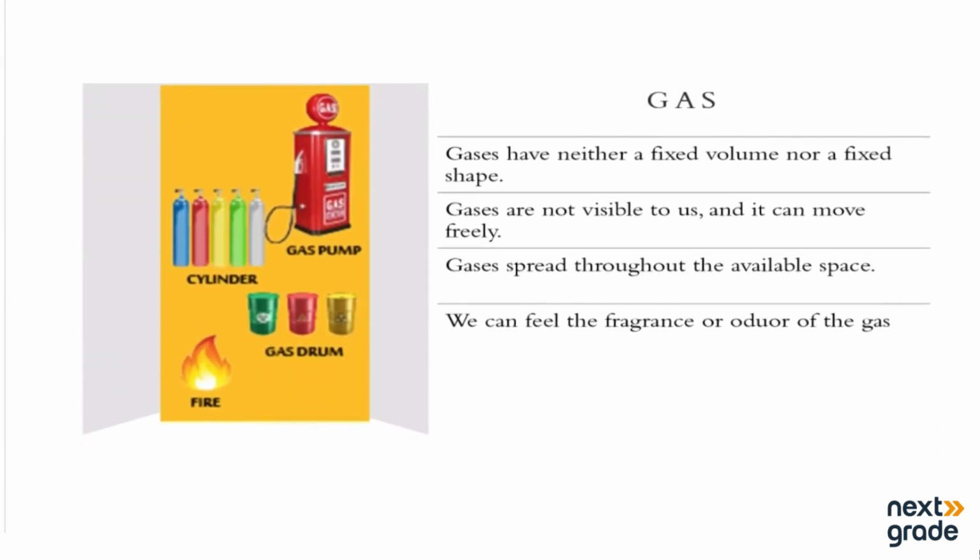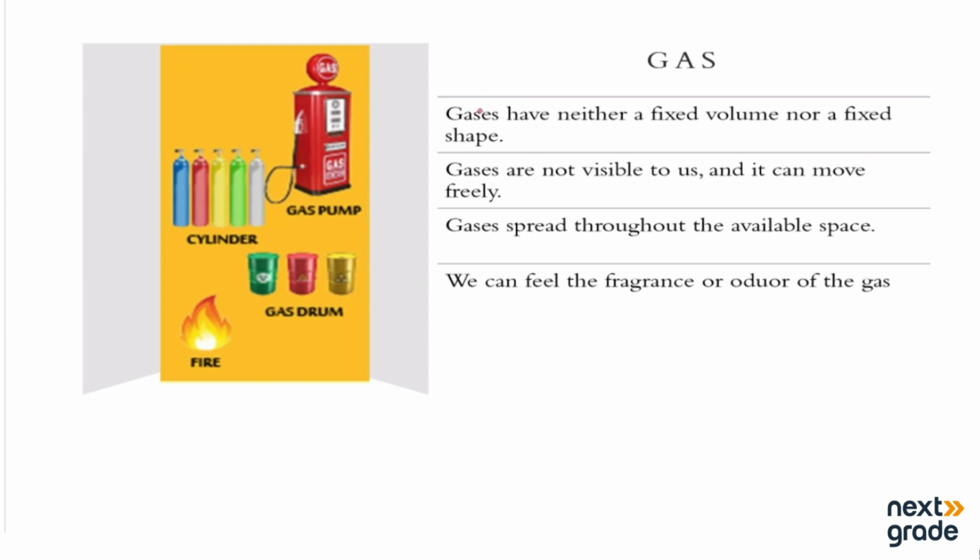Let's move on to the last state of matter, and that is gas. The example of the gas can be कि आप गैस ड्रम्स में आपको गैस मिल सकती है, सिलेंडर्स में होती है, गैस पंप में होती है, फायर. ठीक है, इसके अलावा एयर, ऑक्सीजन. Alright, all of these are gases.